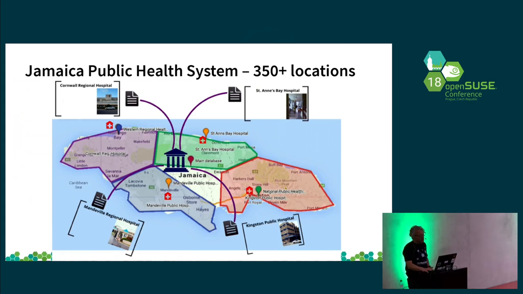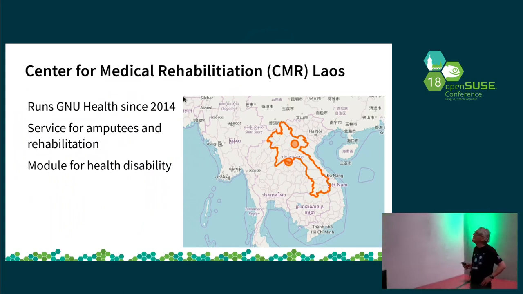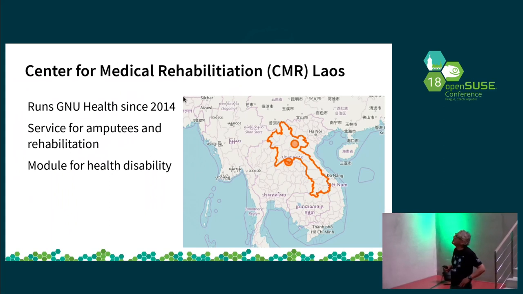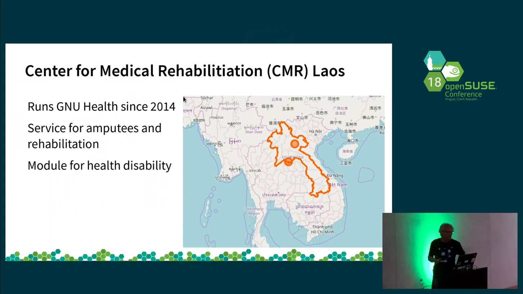So let's go to the other side of the world, into Asia. Has anybody of you been in Laos? So Laos is an Asian country. It's a landlocked country. It has no connection to the sea. And it's mainly surrounded by Thailand in the east and Vietnam in the west. So the implementation there was for the CMR, the Center for Medical Rehabilitation in Laos.